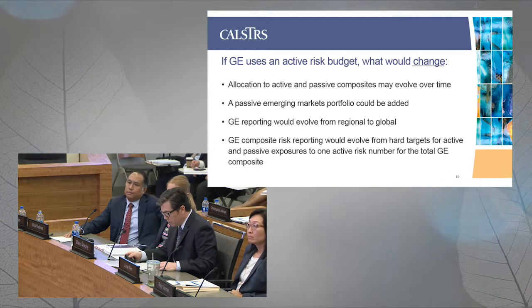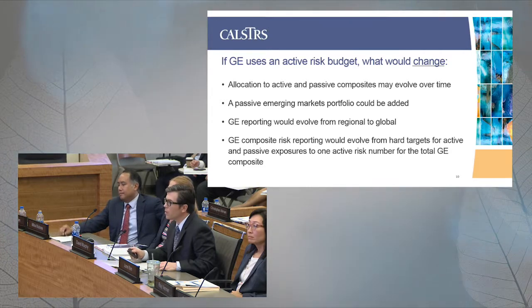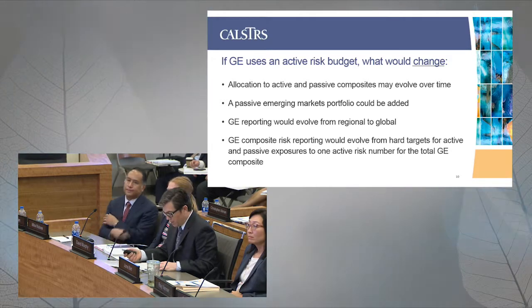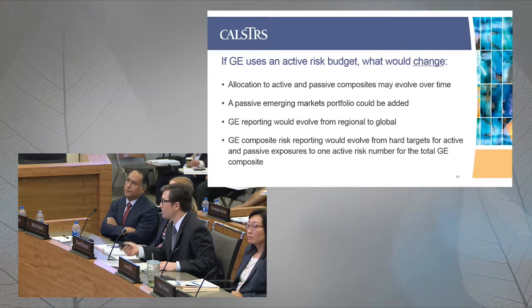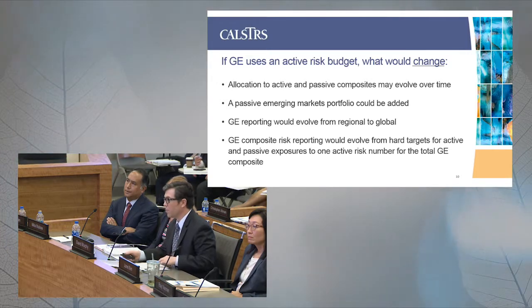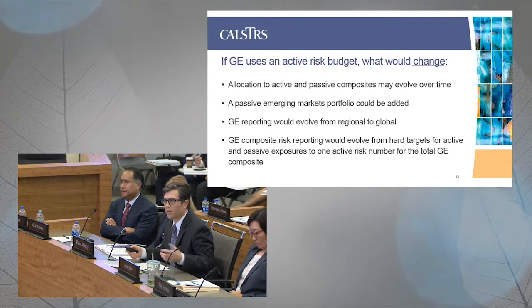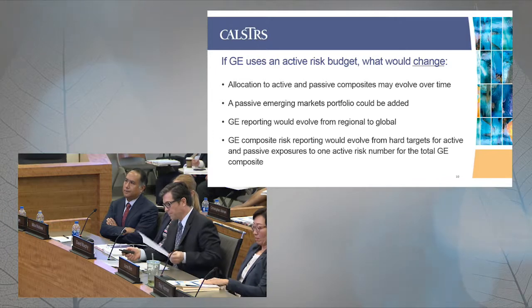Another change is that GE reporting would move from a regional focus to a global one. And finally, risk reporting would transition from fixed targets for active and passive exposures to one active risk number for the global equity composite, similar to the 31 basis point example that Ray mentioned earlier.